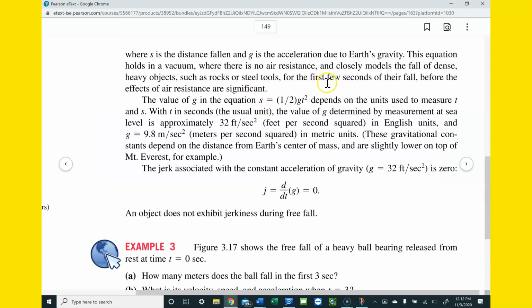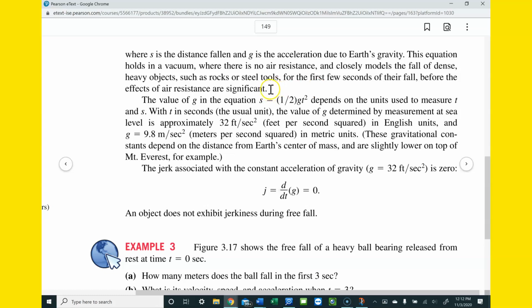Now that's going to be the same acceleration for every object, whether it's a feather or a brick. The only reason a feather falls more slowly is because of air resistance. If there were no air, the feather and the brick would fall at the exact same rate.